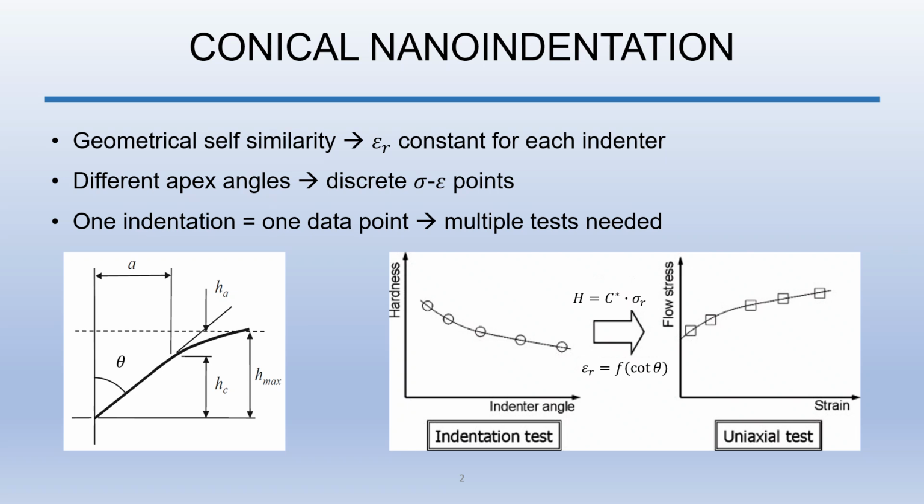For a particular conical indenter, due to the geometrical self-similarity, the strain within the material is constant, independent of the load applied to the indenter. So, as shown in the image, using different tips with varying angles provides discrete stress-strain points, that is, one data point for each indentation experiment.